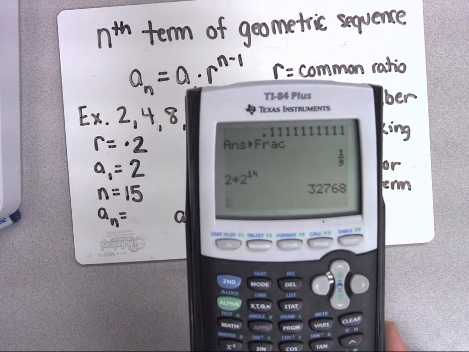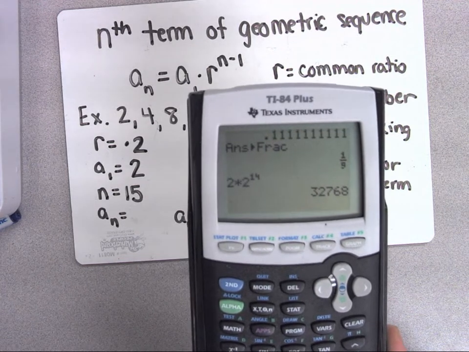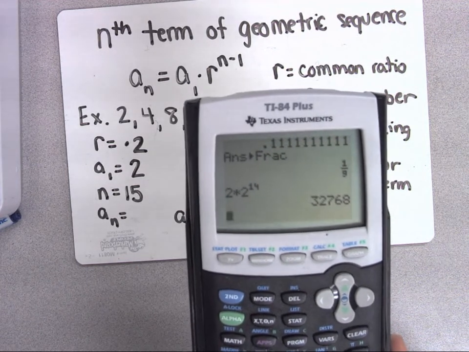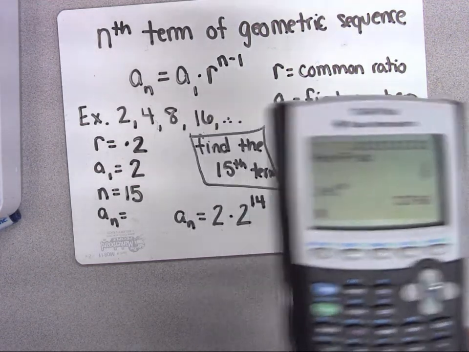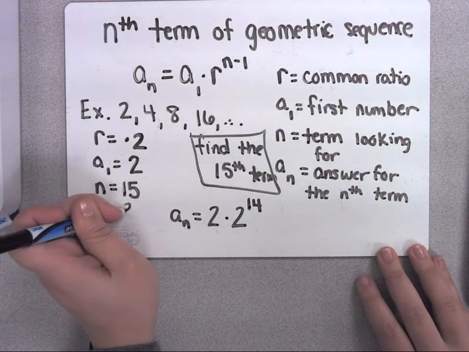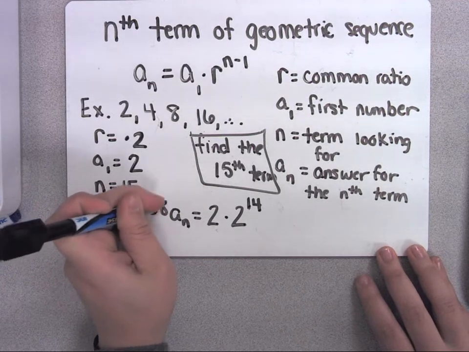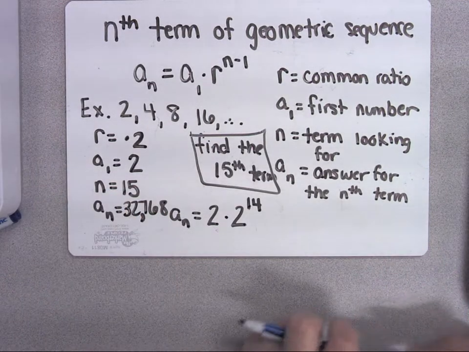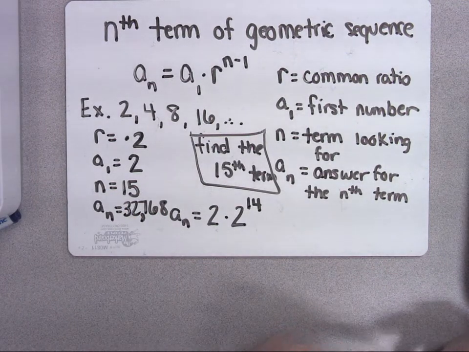See how I typed it in? Did you type it in the same way? Did you get the same answer as me? Is that pretty easy? So then over here, I'm going to write my answer. 32768. And then I'm going to be a smarty pants and put a comma where it belongs.